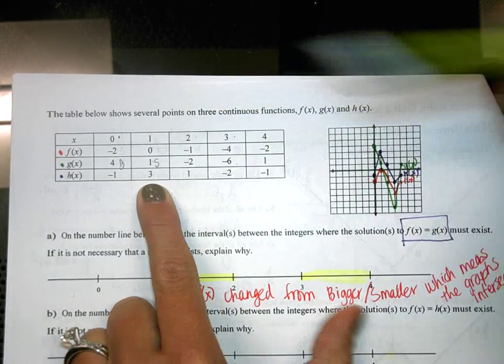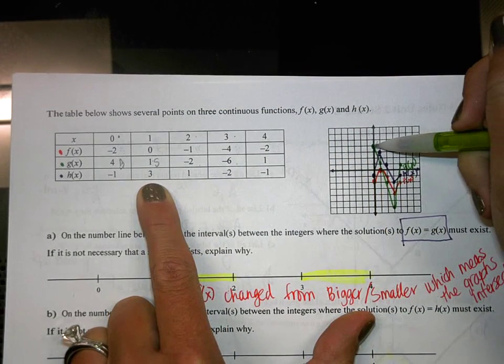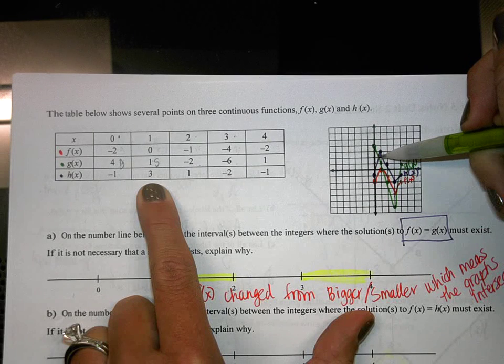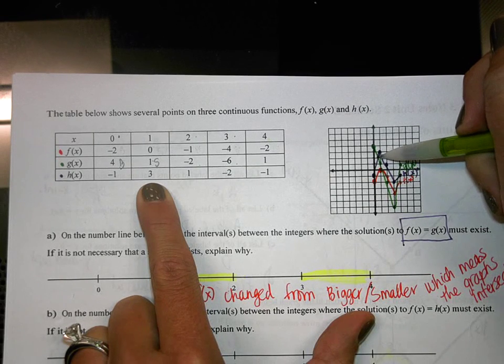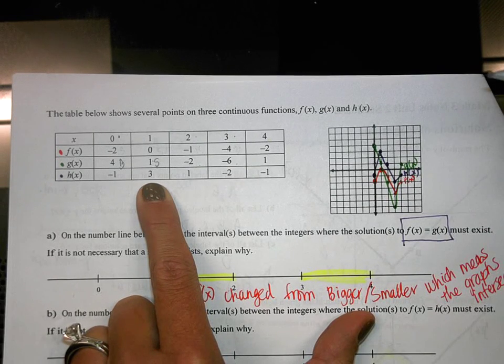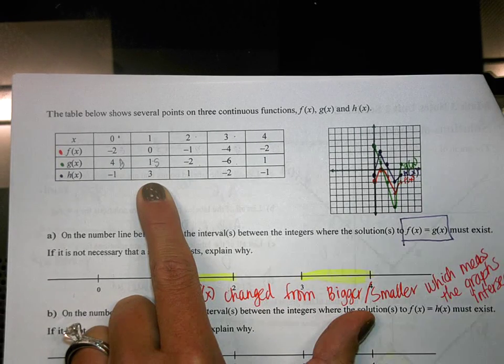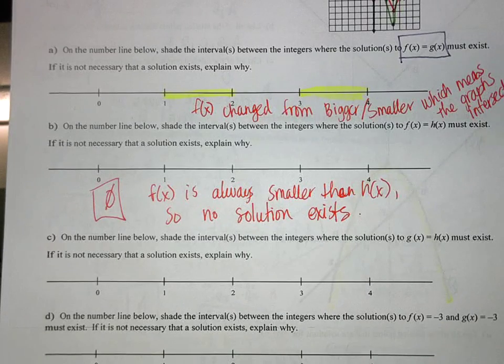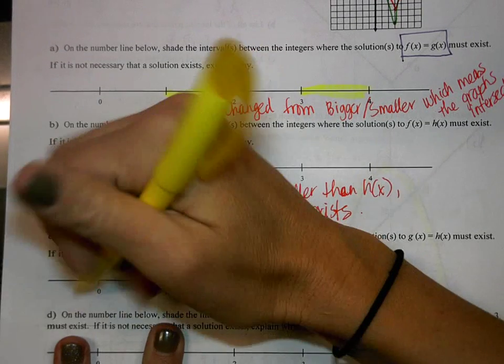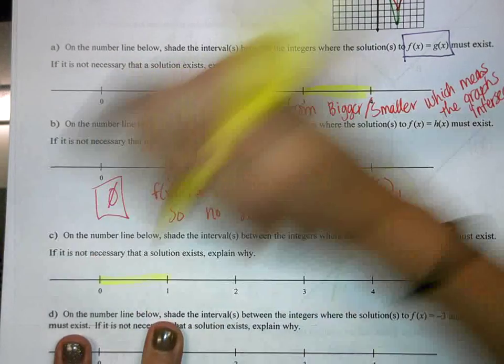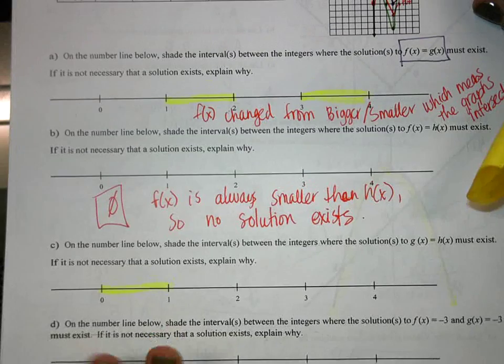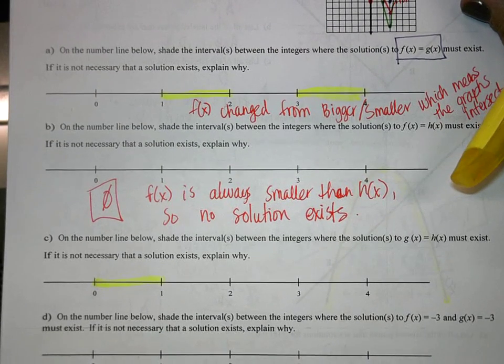And if we look at g of x, which is green, and h of x, which is purple, do you see how there's a point that they intersect there? And so somewhere between 0 and 1, there is a point of intersection. So on your answer right now, we could go through and we'd highlight from 0 to 1 because there is a point of intersection from 0 to 1. Okay, and we need to see if it's going to cross anywhere else, so we'll keep going through here.